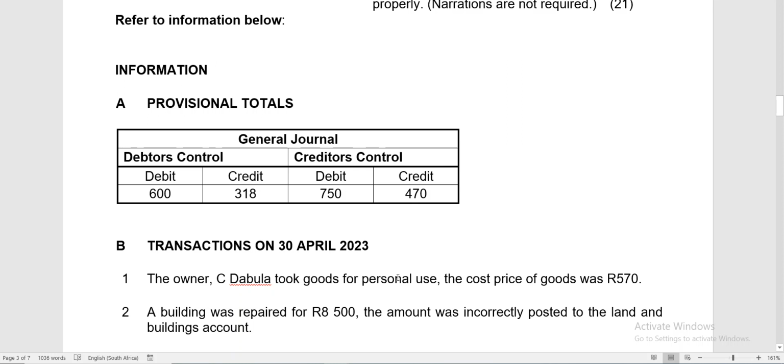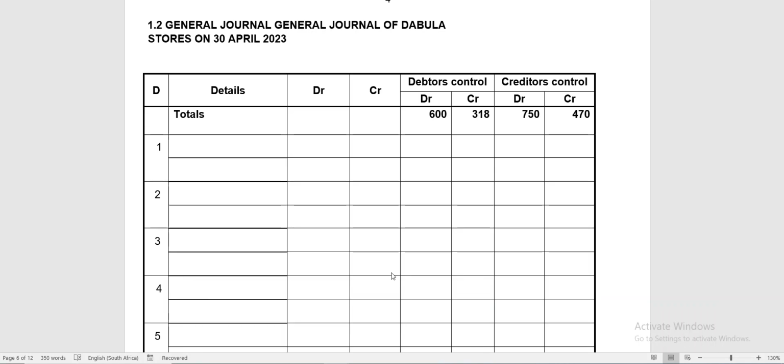Now remember, whenever somebody takes goods, our trading stock decreases as an asset, and we know that our assets are decreasing on the credit side, right? And what we also know is that drawings has got a debit balance, so which means that the account that we are going to debit is drawings, and the account that we are going to credit is trading stock. And this transaction then does not affect the debtors control and creditors control, so you will not go on the side for debtors control and creditors control.